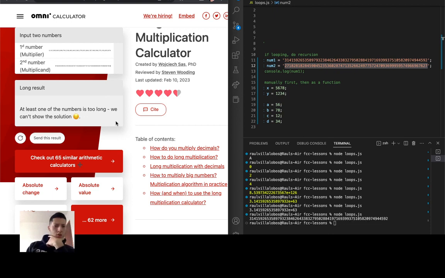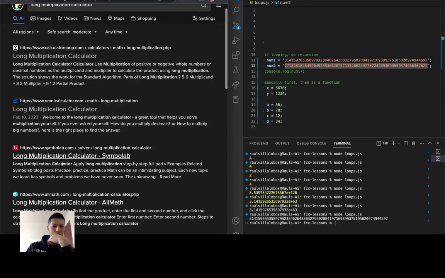At least one of the numbers is too big. We can't show the solution. Damn. It's not possible?